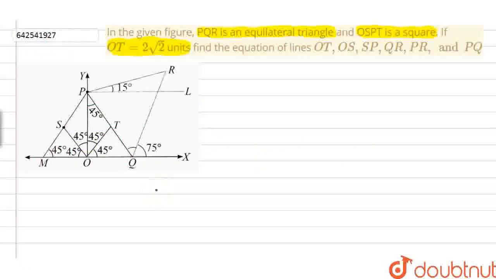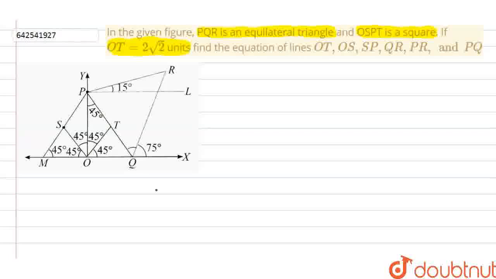Let us discuss the given problem. In the given figure, we have been given a triangle which is an equilateral triangle PQR and OSPT which is a square, and OT is also given, that is equal to 2√2 units. So we have to find the equation of line OT, OS, SP, QR, PR and PQ.